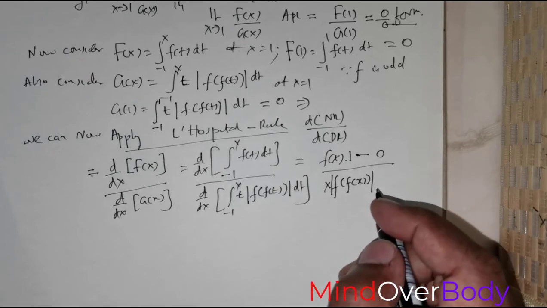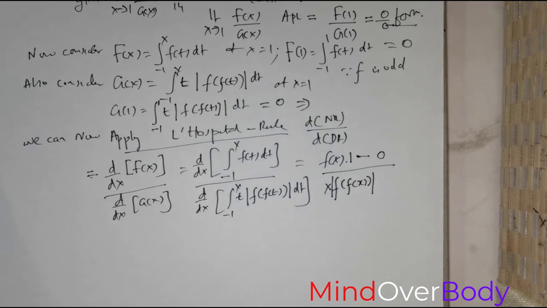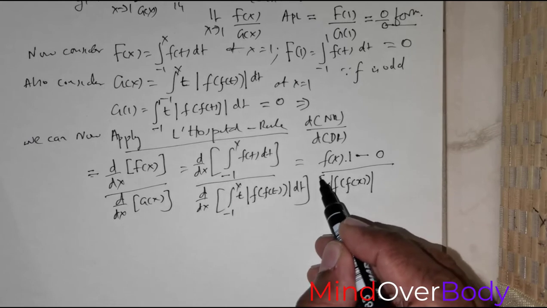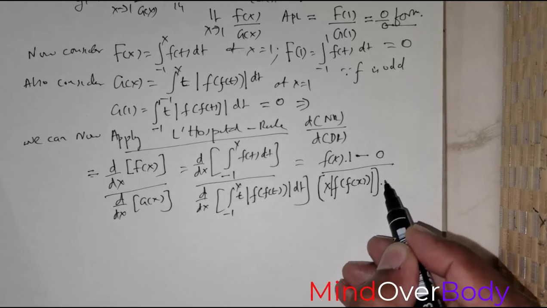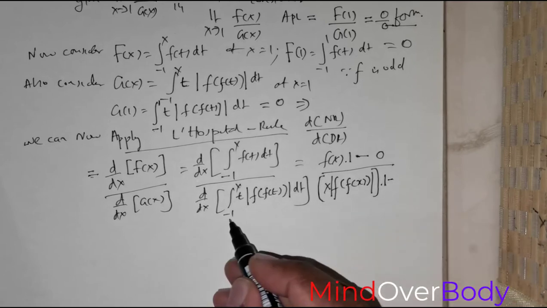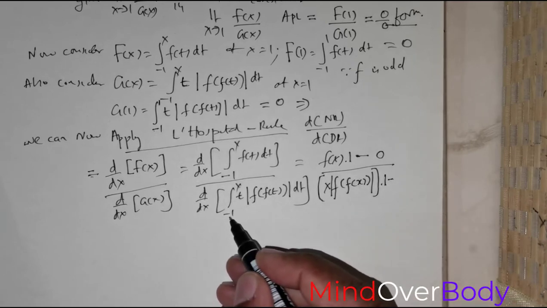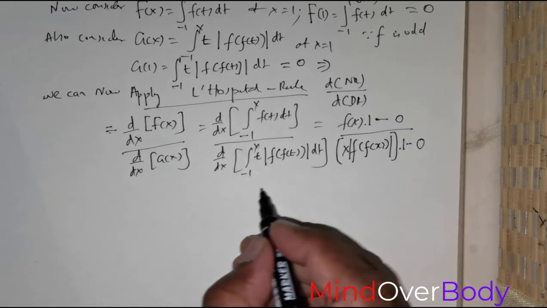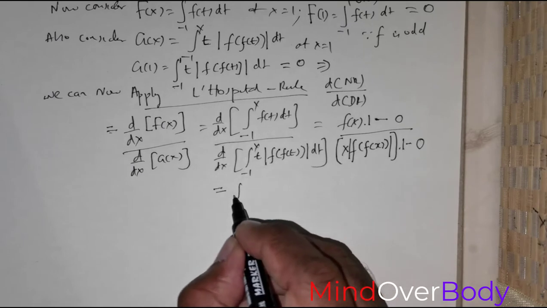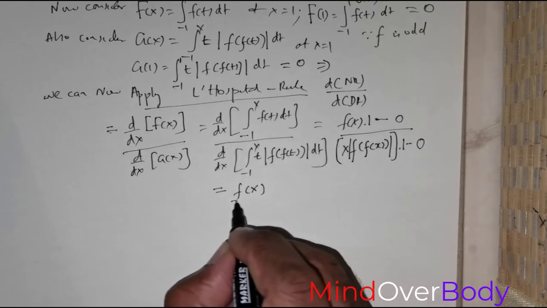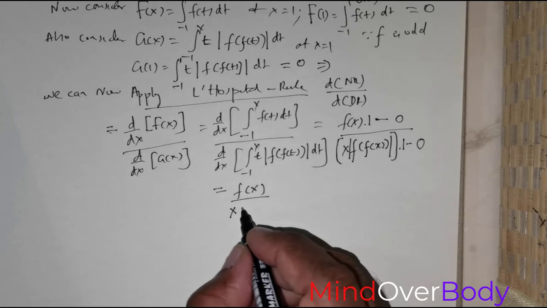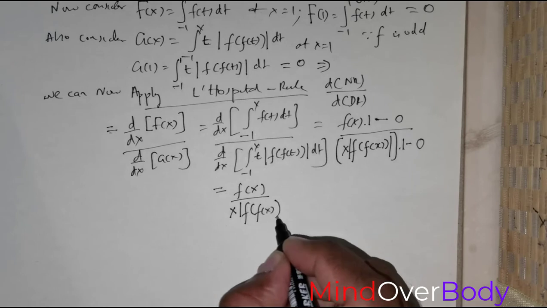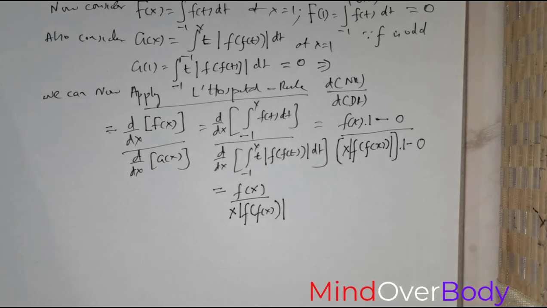We will have to, there are a few things we need to do in this case. So this has to be multiplied with the differential of x. So let me just place it like this. So that's going to be 1 minus, this is a constant here, so differentiating the constant will result in 0. So we don't have to worry about that. So this is equal to f of x divided by x times modulus f of x. This is what we have got, right?